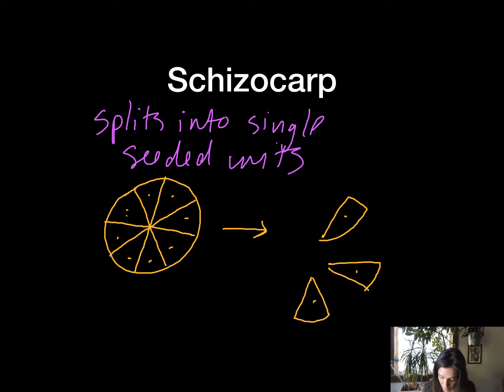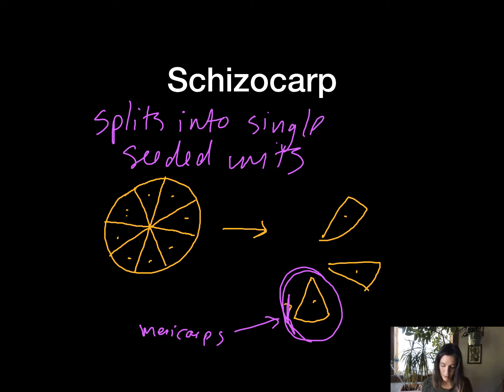Here's 3 of them. These kinds of units that have single seeds in them, we call these mericarps. Cool. So this would be a schizocarp with 8 mericarps. Okay.